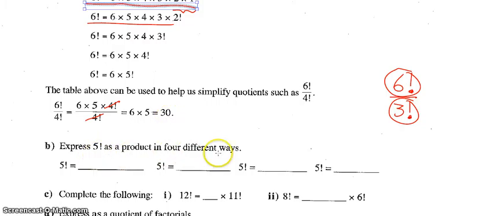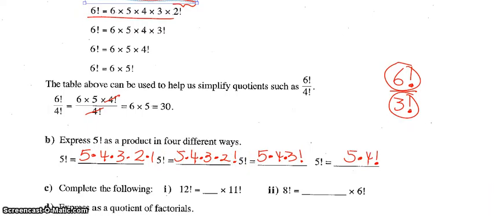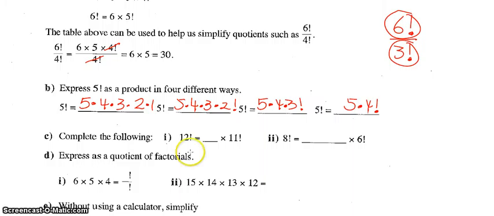Express 5 factorial in different ways. All right, 5, 4, 3, 2, 1. Or 5, 4, 3, 2 factorial. I'll finish the rest. So that's the answer. Complete the following. 12 factorial is 12 times 11 factorial. 8 factorial is 8 times 7 times 6 factorial.